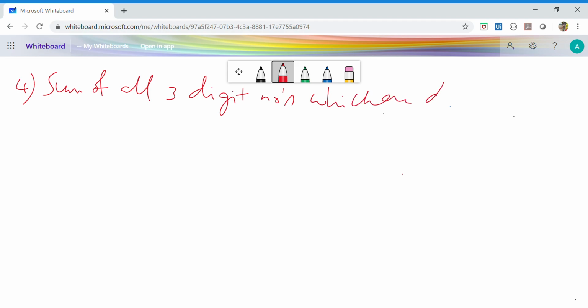Next, find the sum of all 3-digit numbers which are divisible by 11. Okay. So a 3-digit number starts with 100. So what is the first multiple of 11 after 100? It's 110.